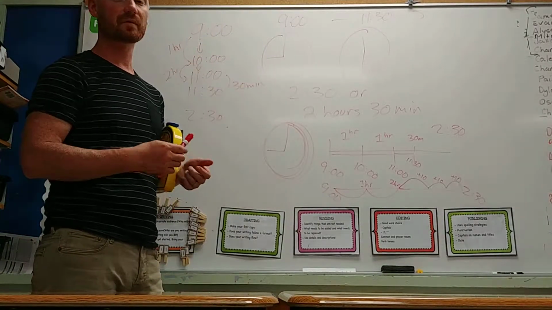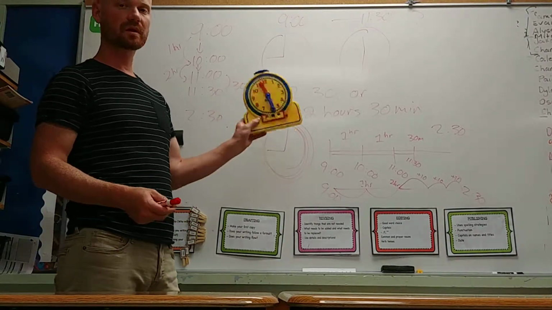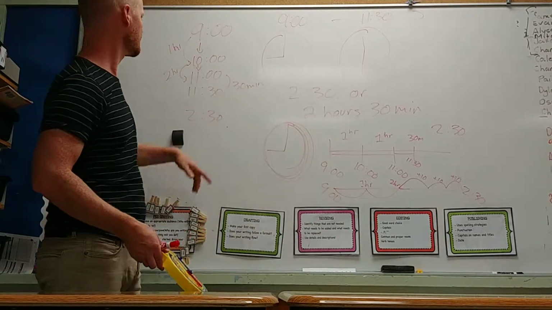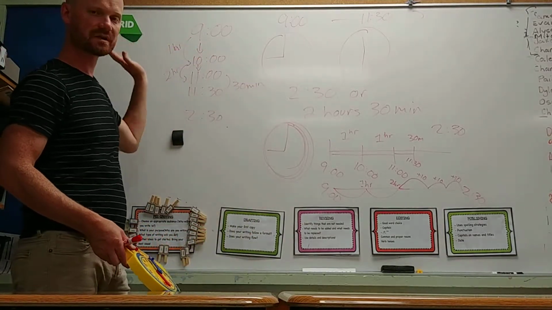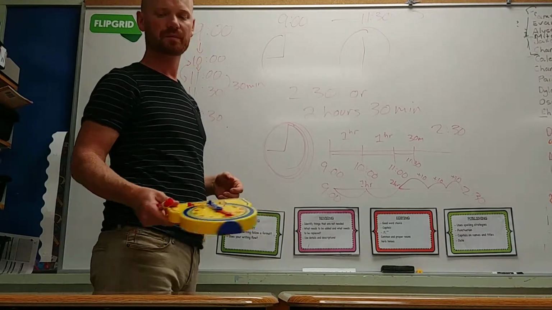Honestly, a whole bunch of different ways to do it. Hopefully that's helpful. But really, starting with a clock, starting with a number line, starting with a paper cutout, starting with a vertical way, it's totally up to you how you want to do it. But that's looking at elapsed time.